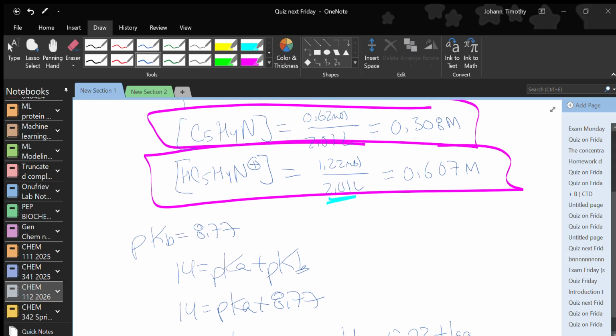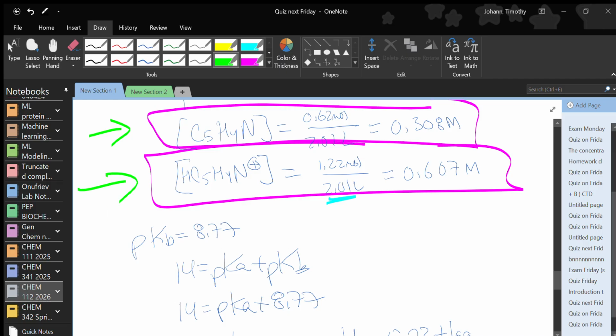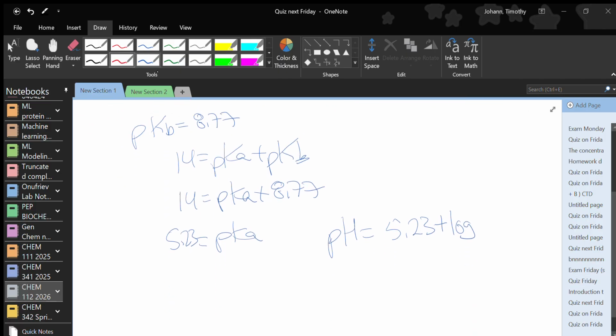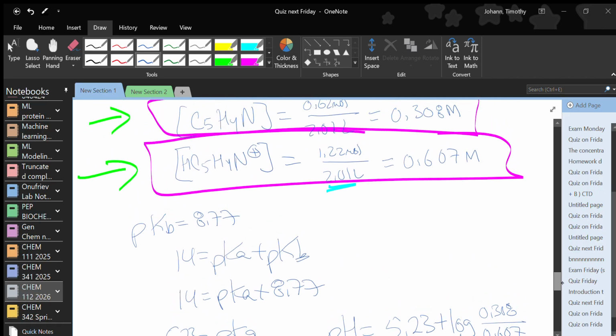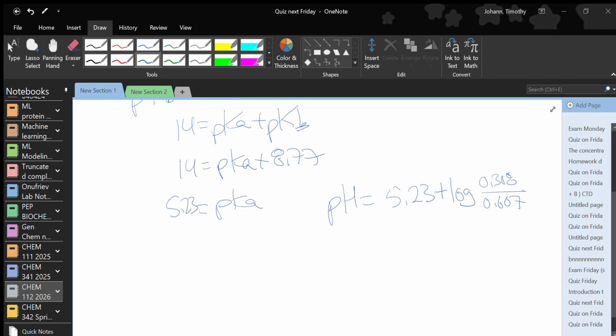the base over the acid, right? A minus over HA. And since I have concentrations, I'll use them, but I could have used moles. So 0.308 and 0.607. I'm going to go back and check, because that was the acid. The acid needs to be on the bottom. 0.308 divided by 0.607. And I'm going to take the log of that, and then add that to 5.23, and I get a final pH of 4.34.